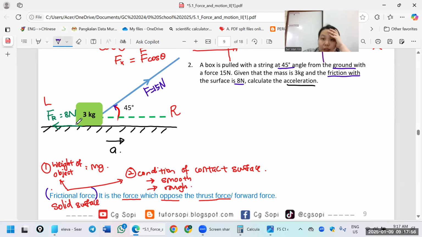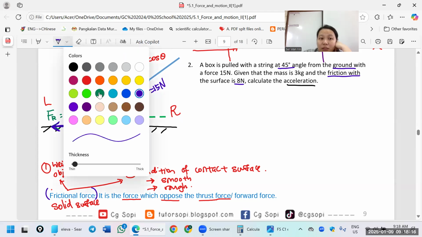Okay, so now frictional force is 8 Newton, and then what is the forward force? Since the force is at an angle, not horizontal, see, the frictional force is horizontal, but this one is not horizontal, so we need to do resolution of forces.